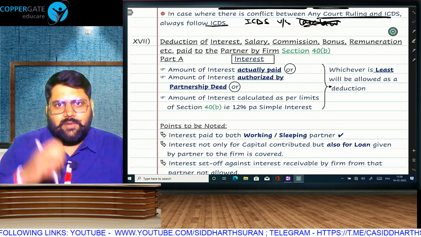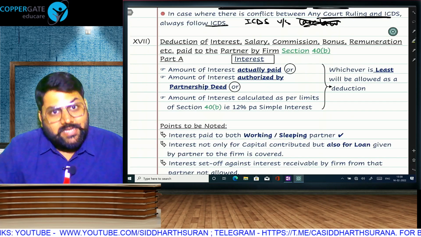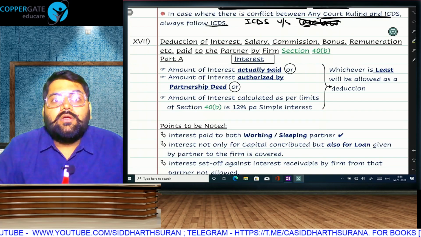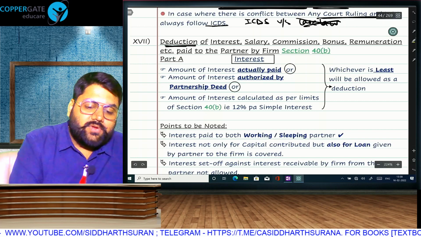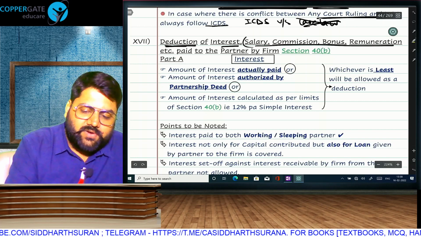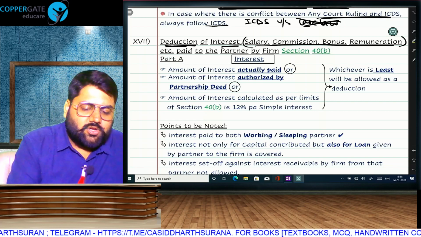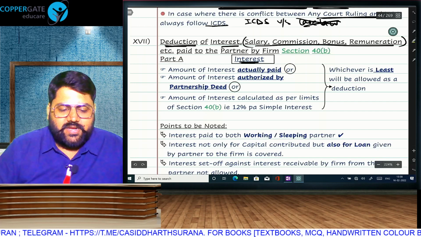And finally, we come to the limits. Limits means, can a firm pay more than this? Yes, sir. The limit is on deduction. The deduction of interest or salary, commission, bonus, where you can use one word, remuneration, paid to the partner by the firm. Let's talk about the interest first because it is very easy.